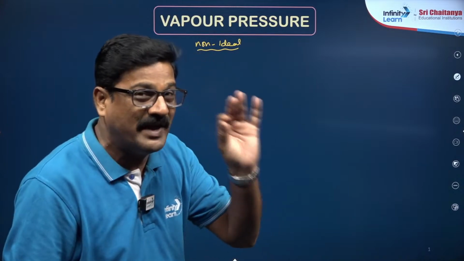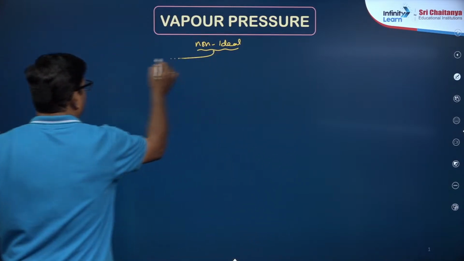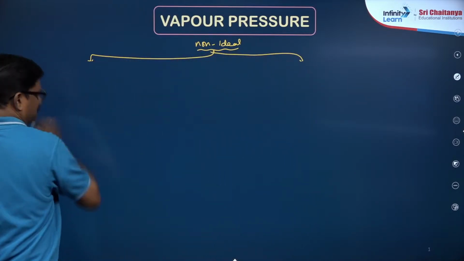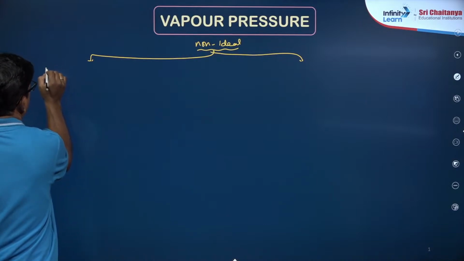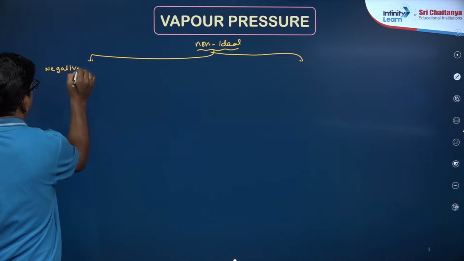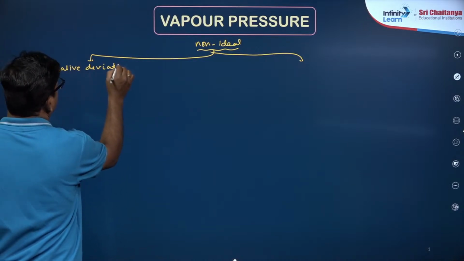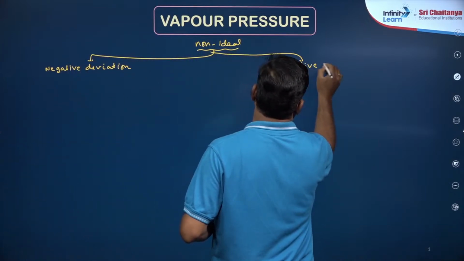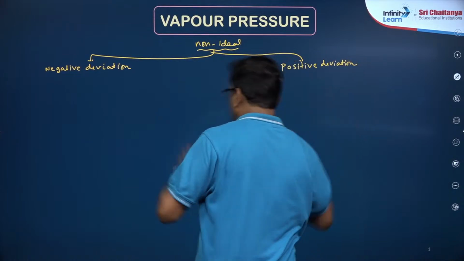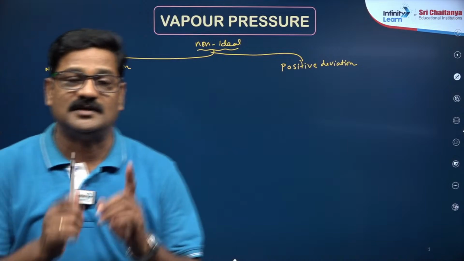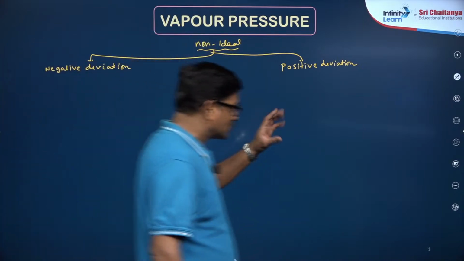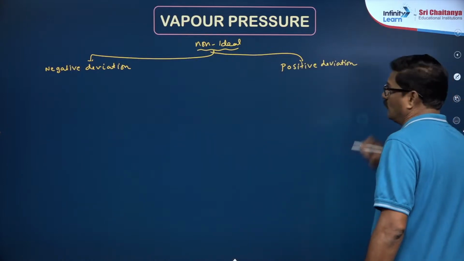So I am going to give you the best way to classify this. Negative deviation and a positive deviation. What is the key point to say ideal and non-ideal? Only intermolecular force. If you are good at intermolecular force, you can do the best in understanding. Okay, I will show you. So what is this? Intermolecular force.